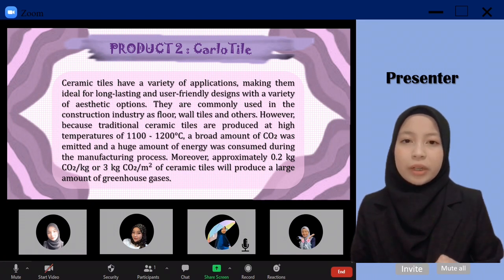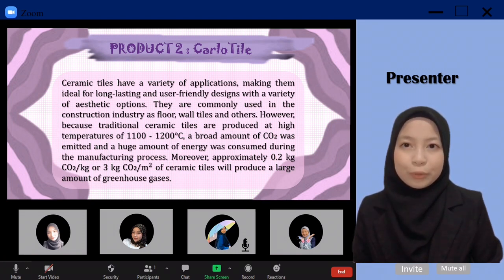However, because traditional ceramic tiles are produced at a high temperature of 1100 to 1200 degrees Celsius, a large amount of carbon dioxide is emitted and a huge amount of energy is consumed during the manufacturing process. Moreover, approximately 0.2 kilograms of carbon dioxide per kilogram, or 3 kilograms of carbon dioxide per square meter of ceramic, will produce a large amount of greenhouse gases.